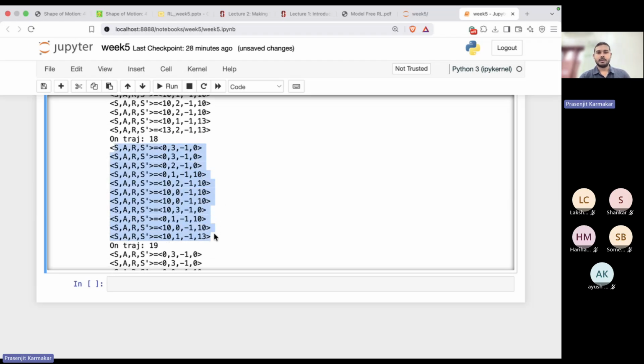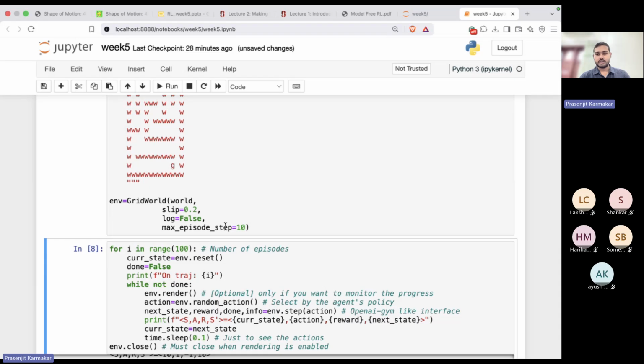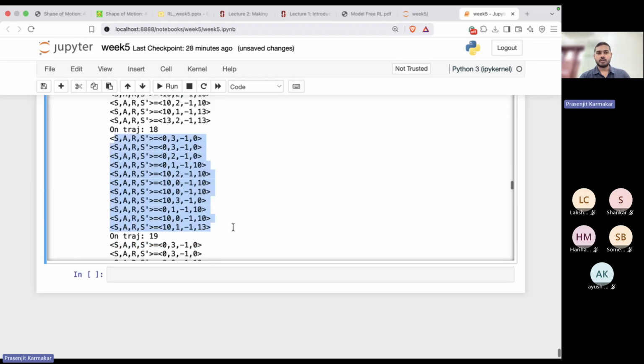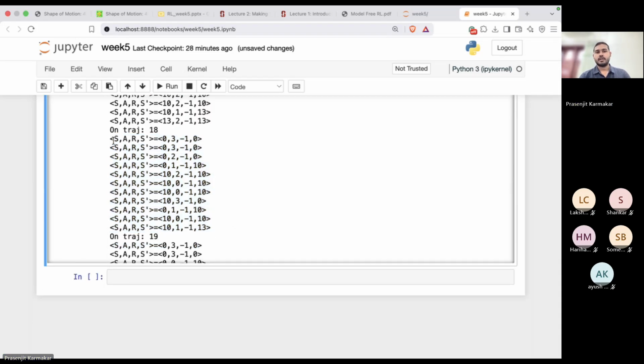And we have limited it to 10 steps per episode. So it will be only 10 steps, right? Unless it is so small that within 10 steps the goal state is reachable, then it might have a smaller number of states in the trajectory.